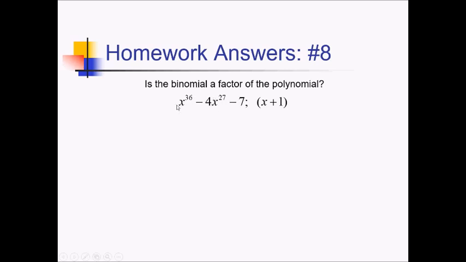So we have negative 1 to the 36 minus 4 times negative 1 to the 27th minus 7. So just plugging negative 1 in everywhere. Negative 1 to the 36, well, that's just negative 1 to an even power, so positive 1. Negative 1 to the 27 is still negative 1. Times negative 4 gives us a plus 4. And then we have a minus 7 after all that. 1 plus 4 is 5. 5 minus 7 is negative 2. Since that's not 0, that's our remainder now. Since our remainder is not 0, that means that x plus 1 is not a factor of the polynomial.